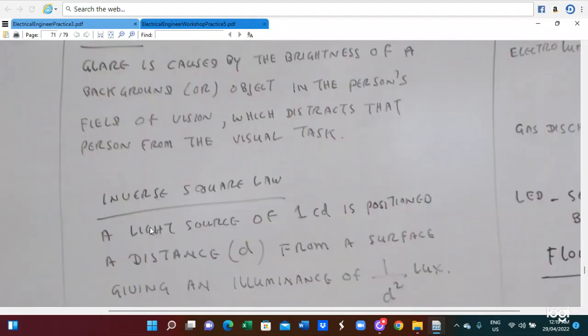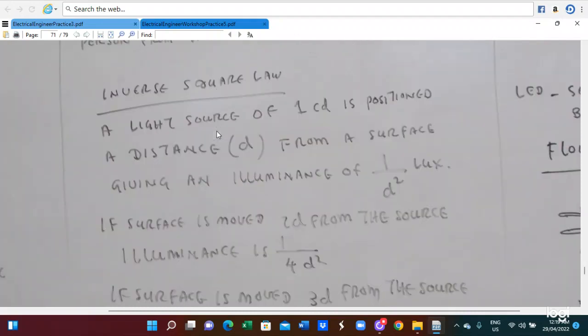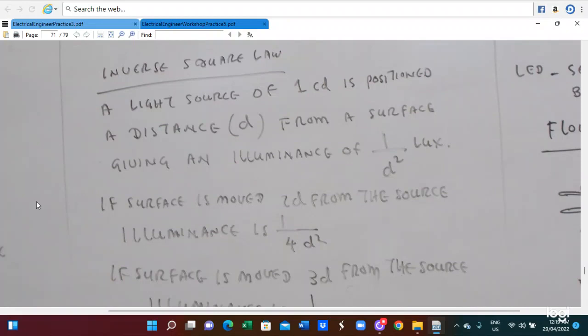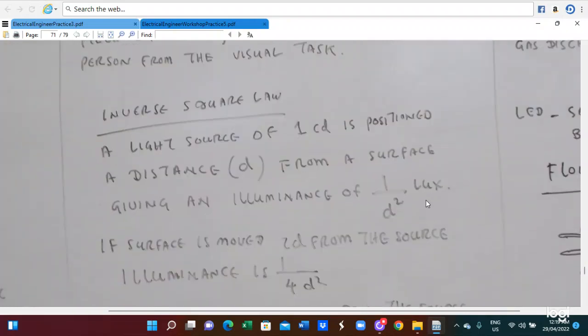In this case, we have to follow the inverse square law. The inverse square law means that at a position at a distance d from a light source, the illuminance is 1 by d squared lux. So this is the inverse square law. If the surface moves at 2d from the source, the illuminance is 1 by 4 d squared. If the surface moves at 3d from the source, the illuminance is 1 by 9 d squared. So this is the illumination control.